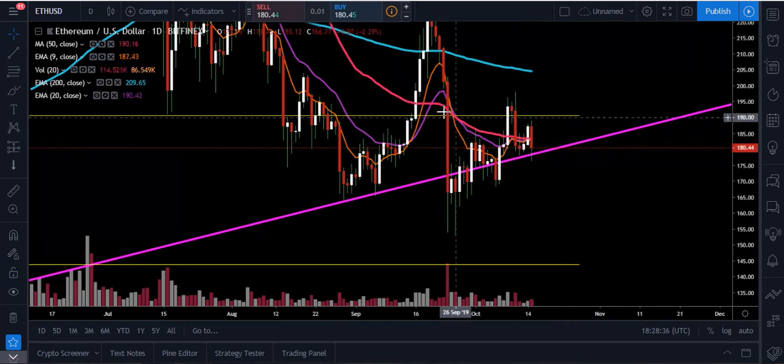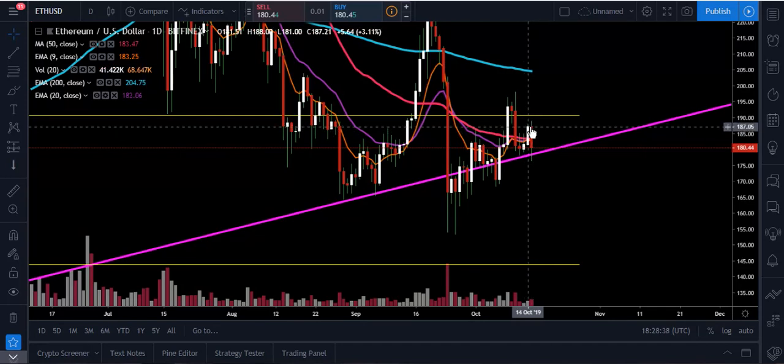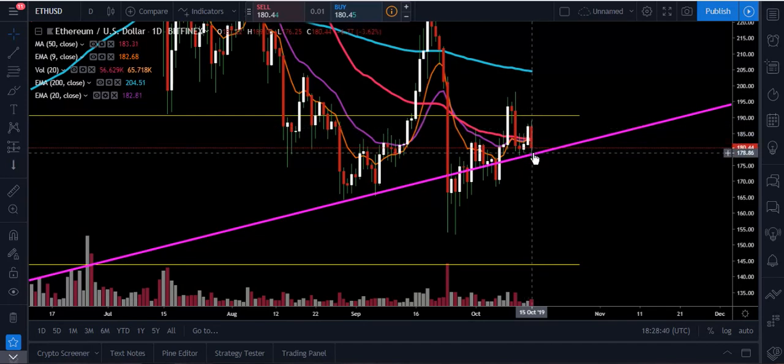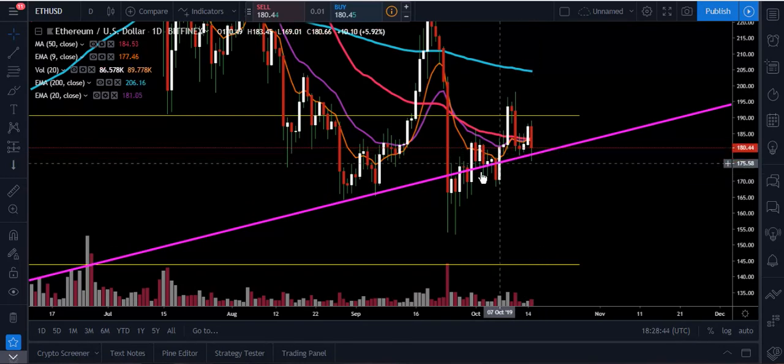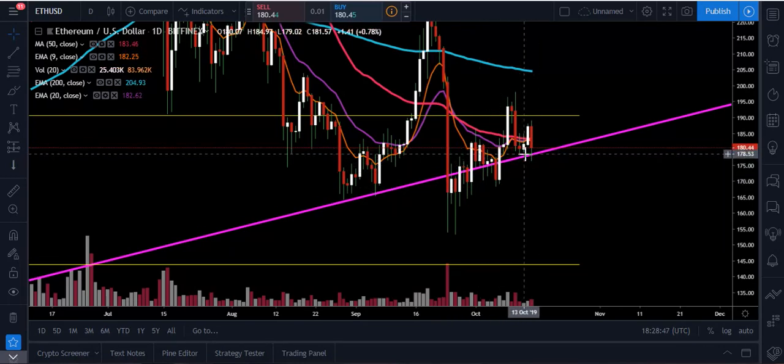Yesterday we got back up over top of this 50-day moving average, had a nice candle close up above it, and then today we're getting dropped back down a little bit, and you can see how we tested that trend line again. So this is a very valid trend line, and we want to make sure that we stay up above it if we're going to be moving to the upside.